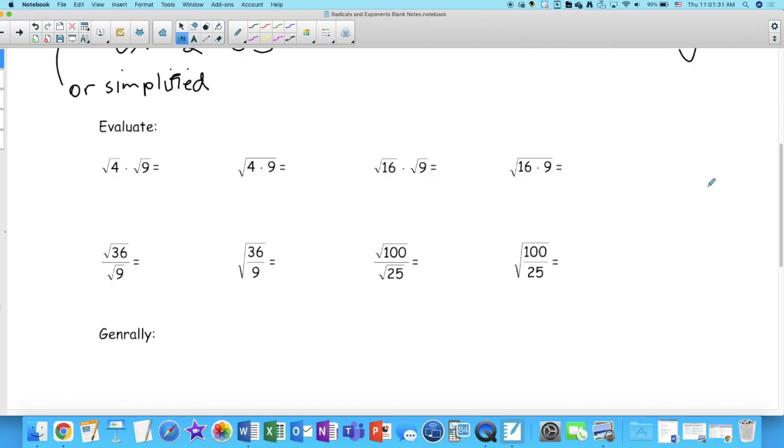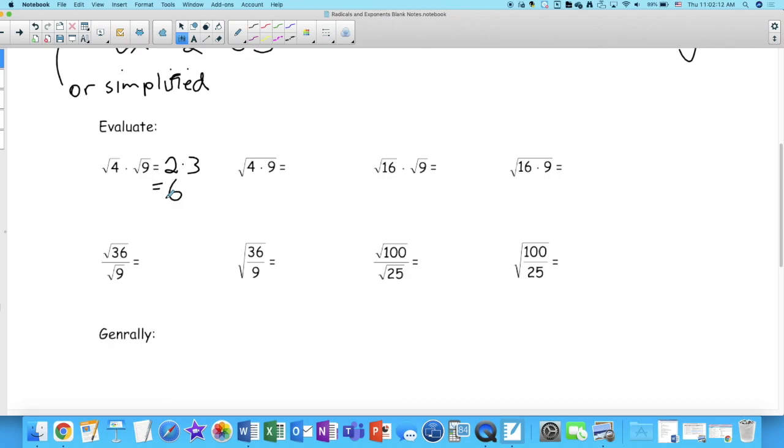To do that, we're going to do a little bit of an investigation here. So I want to evaluate a bunch of different things. All right. Let's look at this one. Square root of 4 times the square root of 9. So without your calculators, how would you do that? Yeah. Get the answer to those. Okay, so the square root of 4 is 2, times 3, and that is 6. Okay? What about this guy? What do you have to do first here? Yeah. You multiply the two together, then square root.